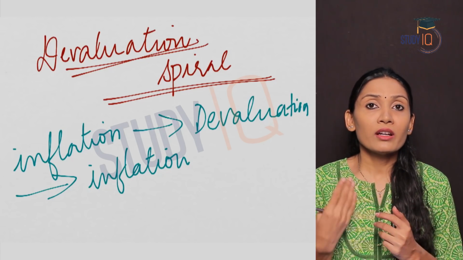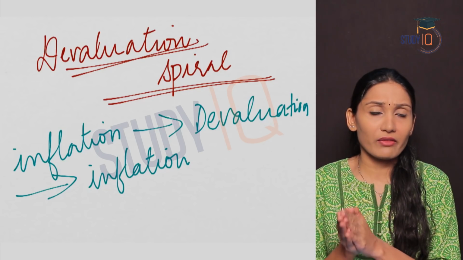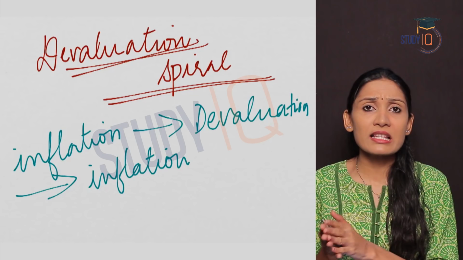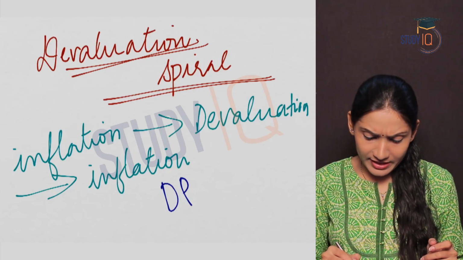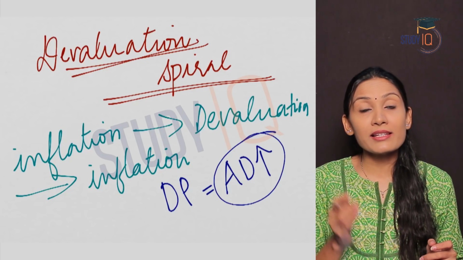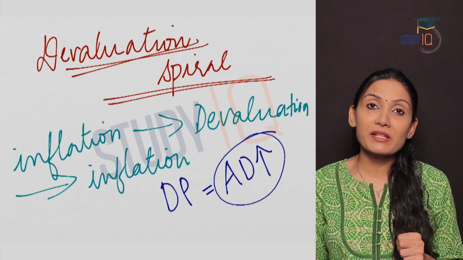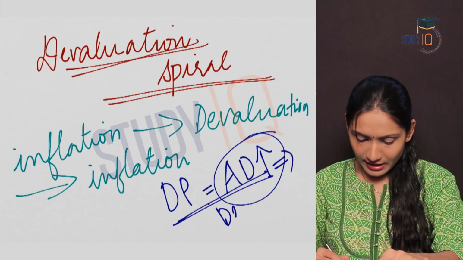When there is more demand in the economy, we have already said there are two types of inflation. One is demand pull inflation, the other one is cost push inflation. So see, when there is demand pull inflation, it means that aggregate demand in the economy is high. So demand is more than the supply. So what happens? The prices increase. So there will be devaluation in the economy.